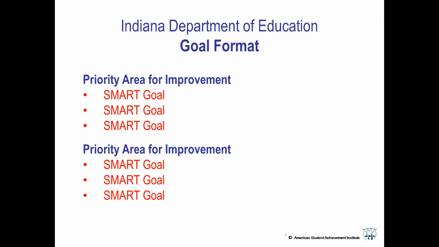So on this slide, what I'd like you to see is that there's two different levels of goals. We have priority areas for improvement, which are very broad goals, and then under each of the priority areas there are very targeted and specific SMART goals. So we'll give you some examples of those, but I wanted you to see the organizational structure of it, that there's these broad focus areas and then there's very specific goals underneath them.